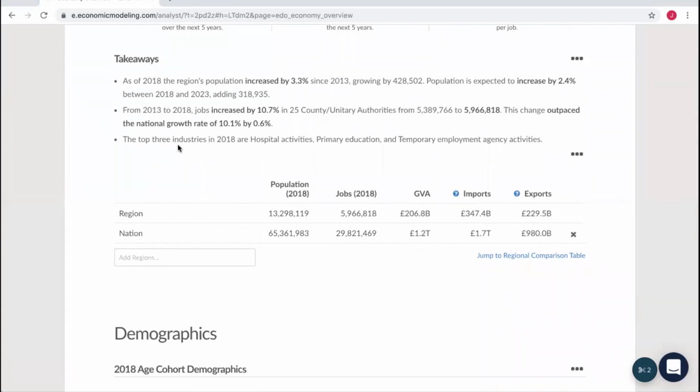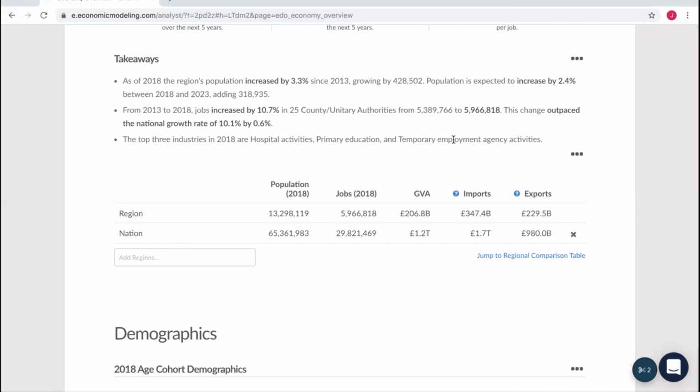So I always point this out in colleges because it's often surprising. In 2018, the top 3 industries specified, by the number of jobs employed in those industries, were hospital activities, primary education, and temporary employment agencies. So probably not too many surprises for me there, but it'd be interesting to ask yourselves, are there any surprises on there from your perspective?